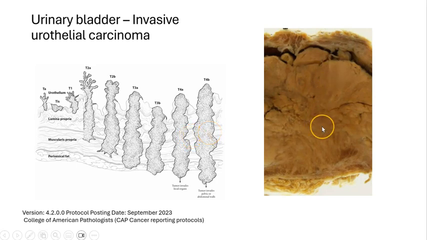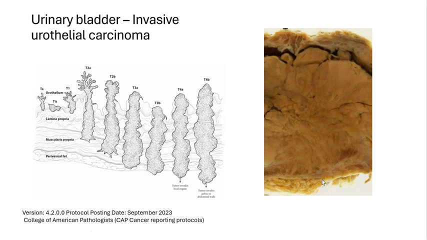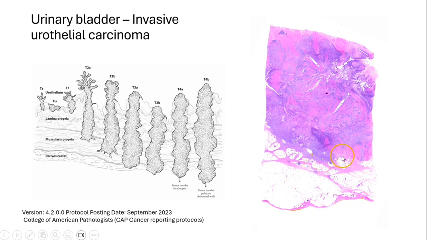This particular case, we can see it actually more clearly under the microscope. And at this low magnification, again, we can see the extent of the muscularis propria here. The tumor just goes below this, beyond the muscularis propria, which corresponds to T3a in this case.